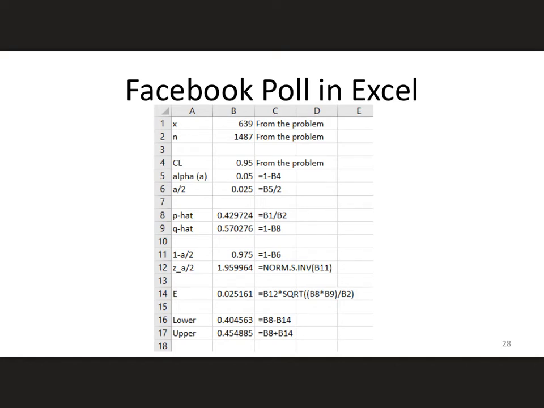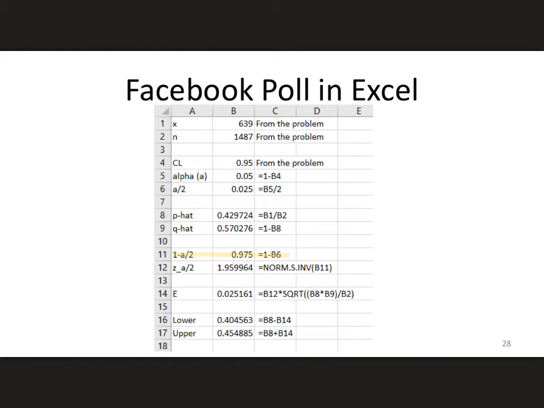And then I'm jumping back down and working with that alpha again. So I need that 1 minus alpha over 2. And that gives me my 0.975. And remember, this is the value that you're actually using when you're finding that z-score. So that's why I have it in here right above where I'm finding my z-score. Then I find my z-score. So I used norm.s.inverse and used the 1 minus alpha over 2 there.